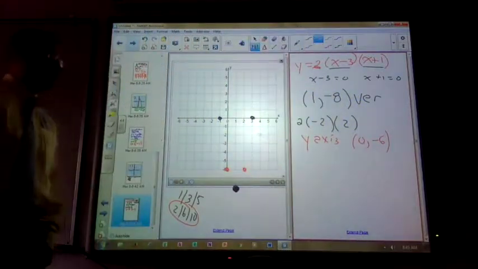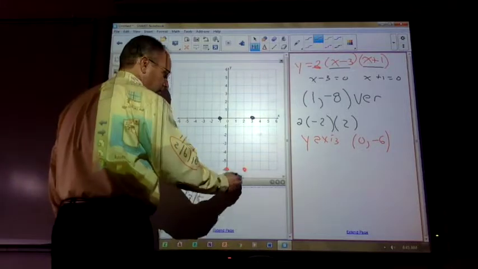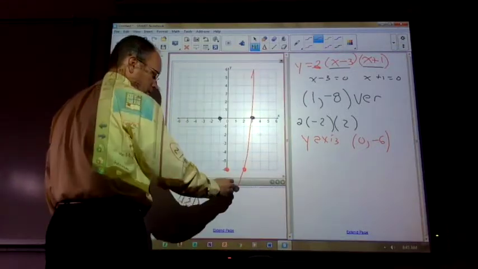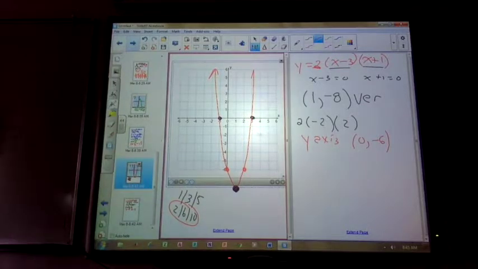I want a total of 4 points to plot. Do I have a total of 4 points plotted beyond the vertex? Yes. So I can go ahead and graph from there, see if this is going to work for me. I like it.